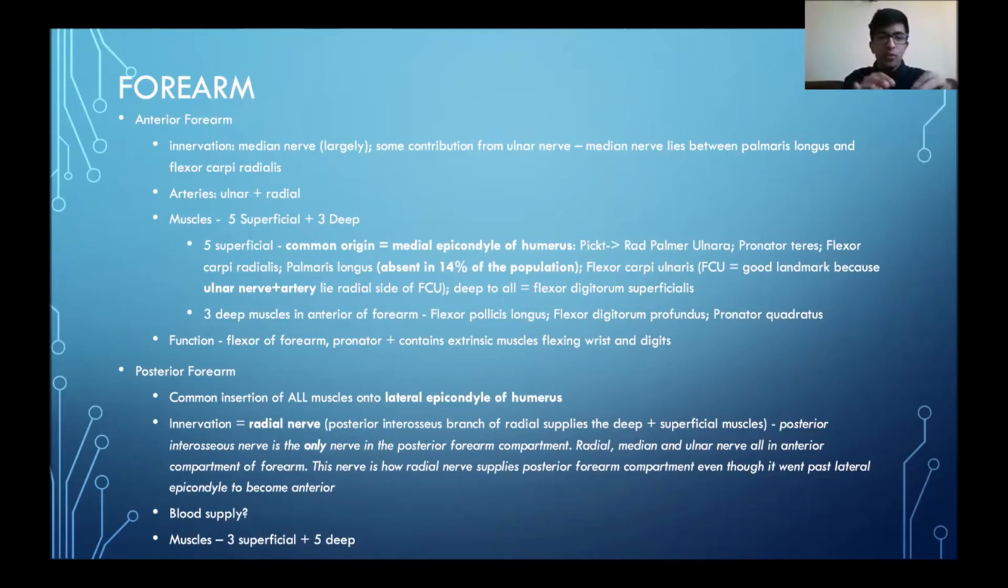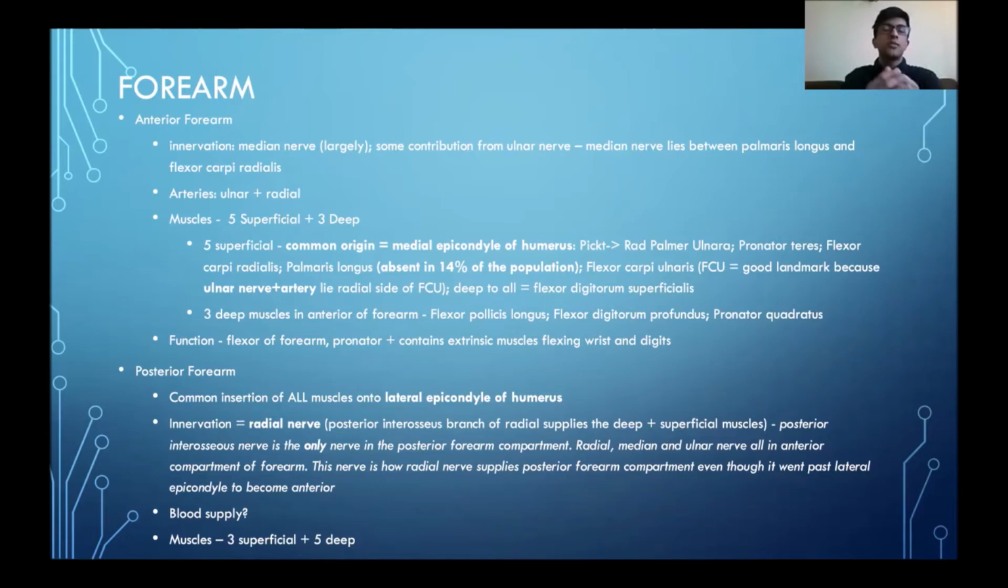But the 5 superficial, they all originate from the medial epicondyle of the humerus, and these are the muscles, right? So you have the pronator teres, you have flexor carpi radialis, like this. You have palmaris longus, and if you just search up an image and go through these images, just looking at the muscles, the idea that it's just the 5 muscles can be summarized in this 3-line thing, and that it's not actually too overwhelming as much as you think, right?